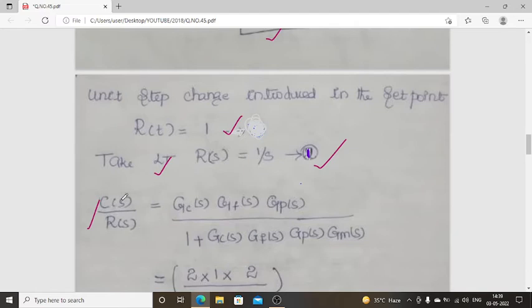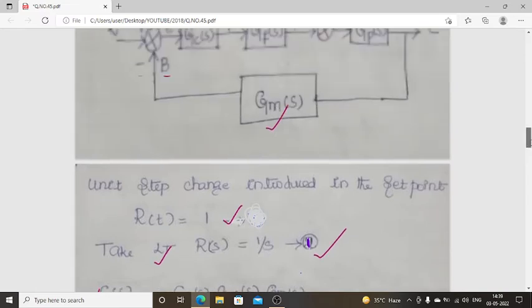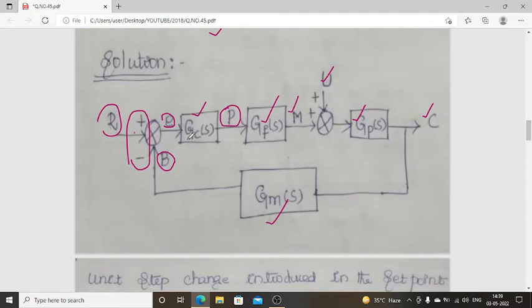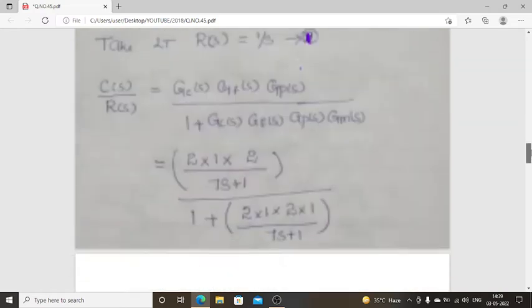So what is the formula here? C of S by R of S is equal to the product of transfer functions between C and R, divided by 1 plus the product of transfer functions in the entire loop. What is the meaning here? Between C and R means the product of transfer functions GC of S, GF of S into GP of S. This is the numerator part.